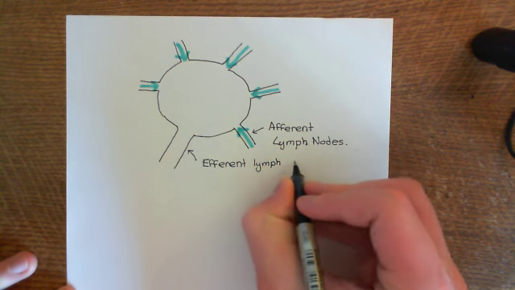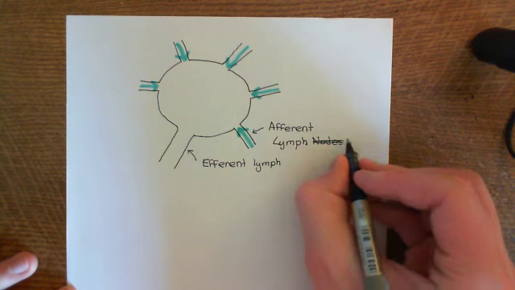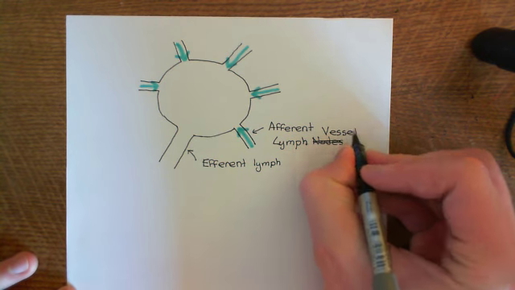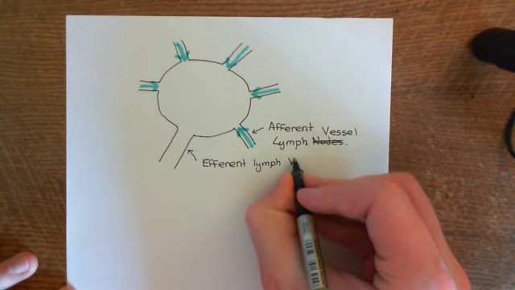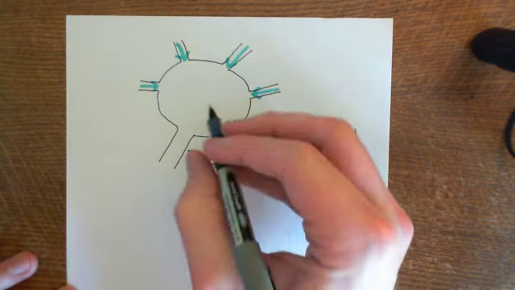Now, oh dear, what have I done? Afferent lymph node. This should be an afferent lymph vessel. Okay, and the same for this one here, efferent lymph vessel. So the whole thing is the lymph node. This is the lymph node here.